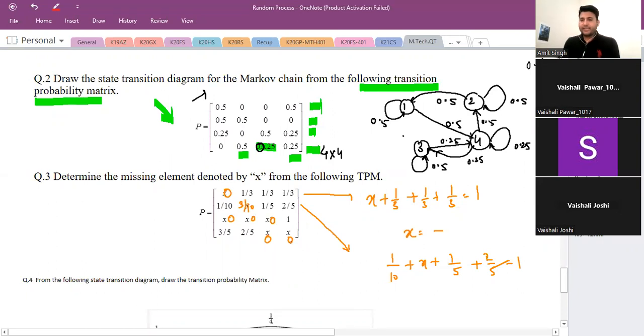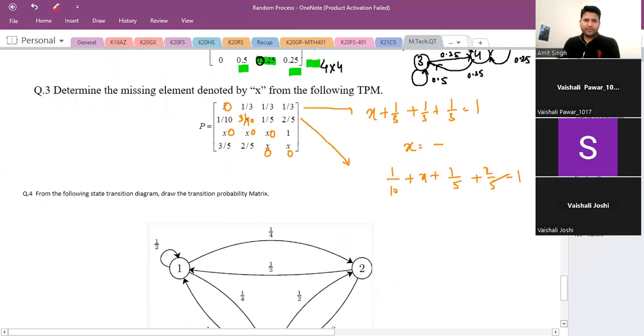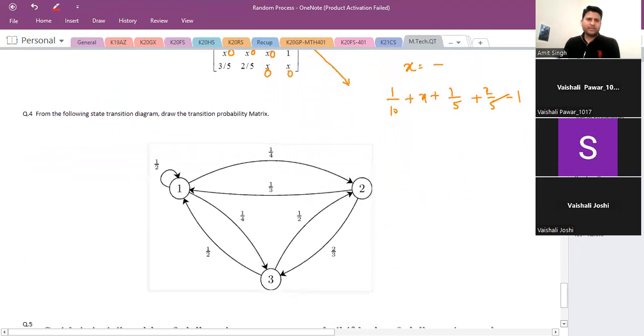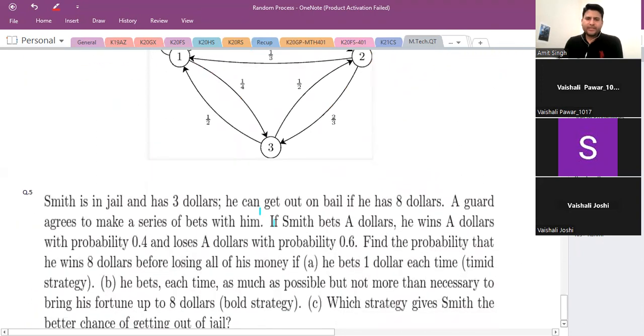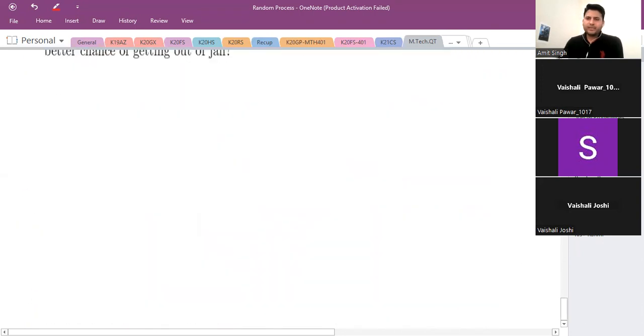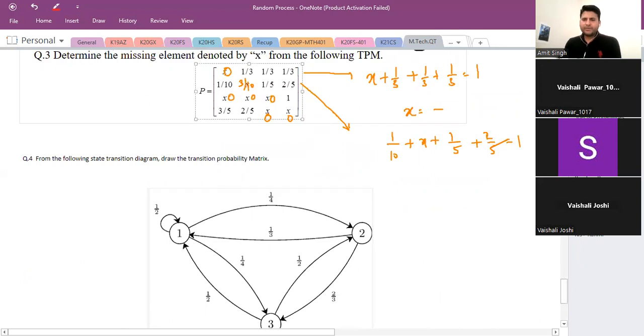Yes, should I proceed? Yes, sir. Okay. Taking one or two more examples. So this is also one of the examples. A transition diagram is given, and we need to find the transition probability matrix. Quite simple, so skipping this question. Question number 5. This is an interesting one.